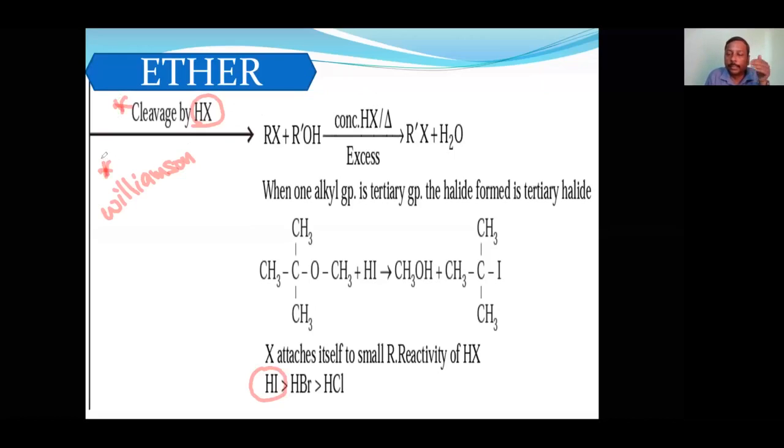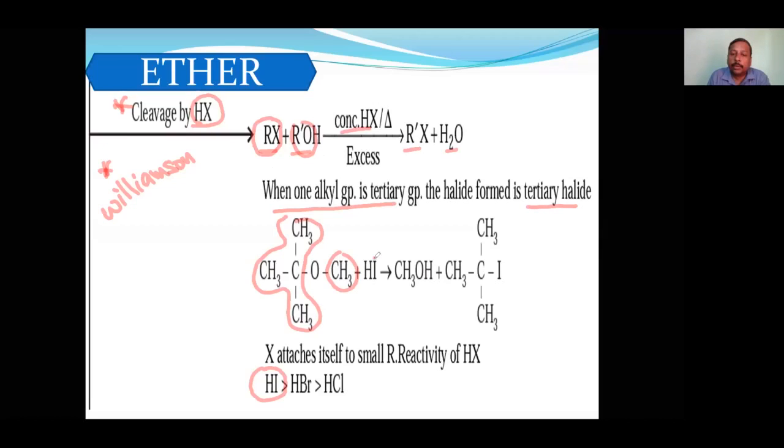Advanced topics are some extra topics I will cover at the end of this session. Okay, so RX plus R'OH. This is alkyl halide, this is alcohol. When treated with concentrated HX, it will form RX plus H2O. So when one alkyl group is tertiary, see this is an ether, this is methyl, this is tertiary group. Then the halide formed is a tertiary halide.